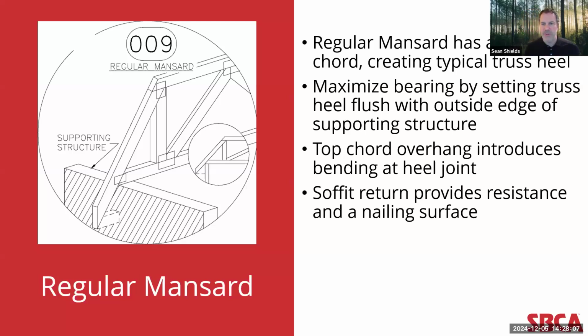Now, that said, in the regular mansard, the thing to pay attention to is the bottom chord bearing truss still has this angled top chord at the end of it, which as a result creates a typical truss heel instead of a raised heel. This detail again brings attention to the need to maximize the bearing area by setting the heel of the bottom chord of the truss flush with the outside edge of the supporting structure, and to provide some resistance to the bending forces in the top chord introduced by the overhang, as well as provide the nailing surface for the roof soffit. The soffit return should be designed and installed as shown, with the bottom of the soffit return being flush with the bottom of the top chord and running 90 degrees, or perpendicular, to the wall.